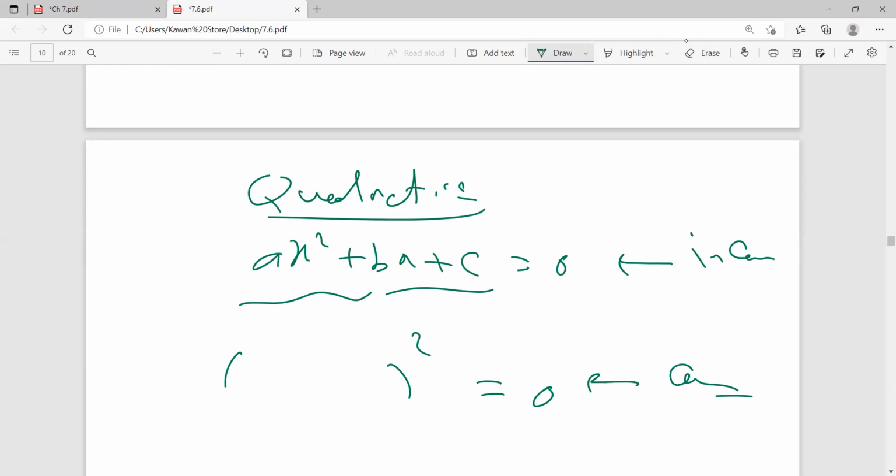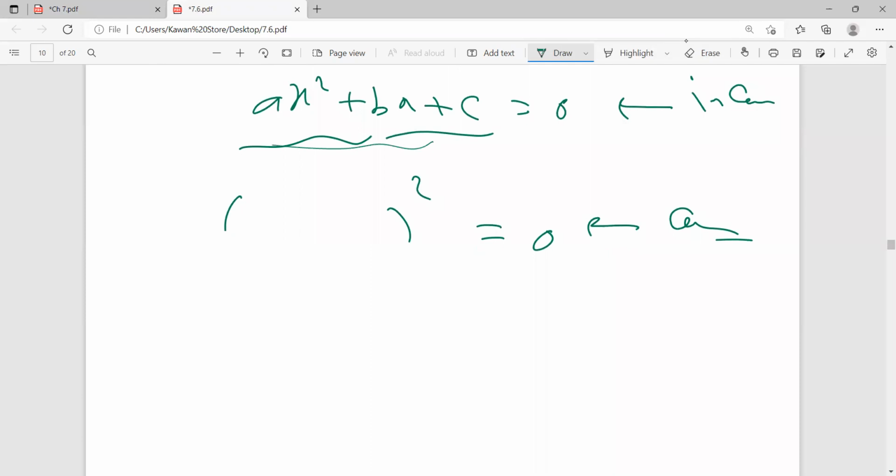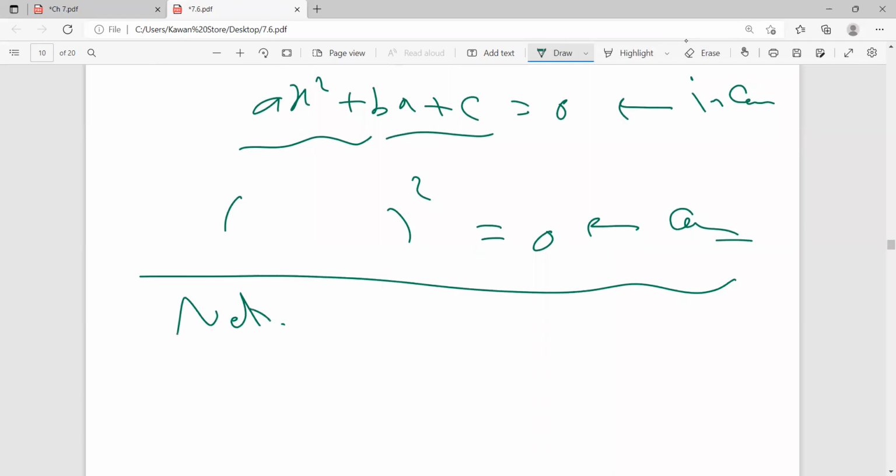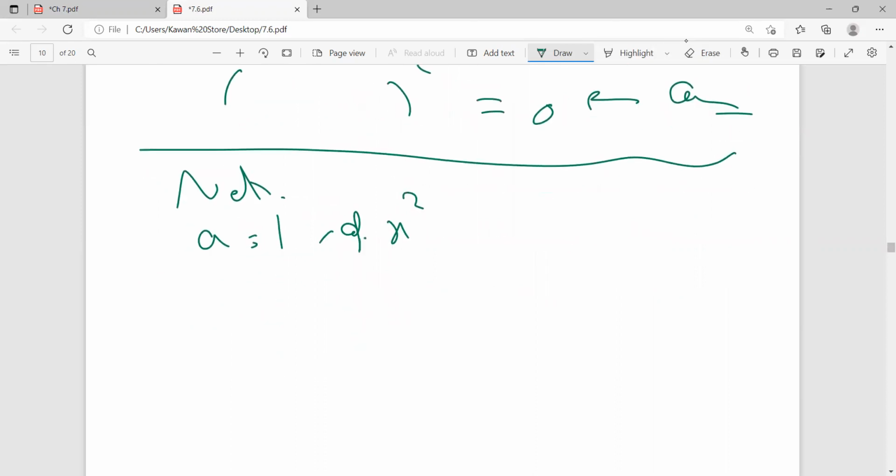Understood? So how do we change that one? A should be 1. You should make A to be 1. What's A? A is the coefficient with the x squared. So that's why I say 4 minus x squared.